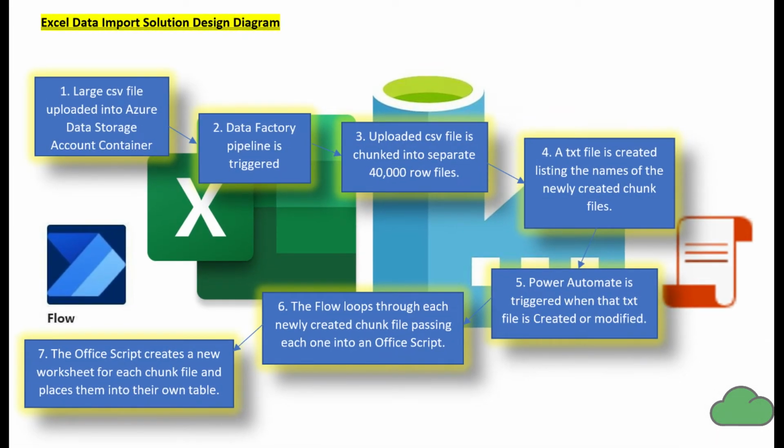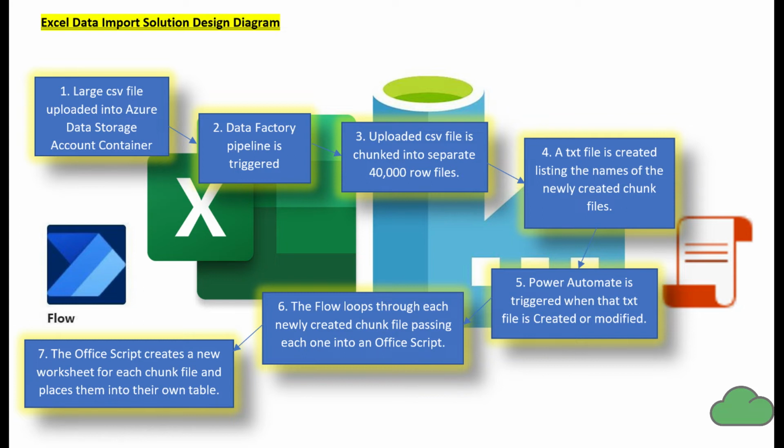The process starts with the file being uploaded to the required storage container. This can be done manually through the Azure portal itself, or via the Storage Explorer, or indeed by other automated methods. When the file arrives, a Data Factory pipeline is triggered, which splits that large file into files of 40,000 rows long. Those chunk files are created in a folder called Chunked.